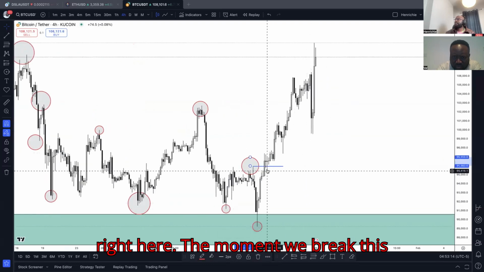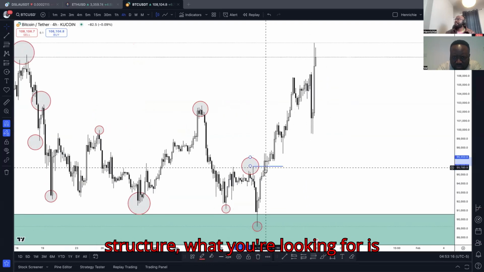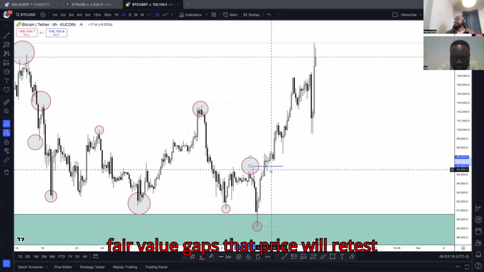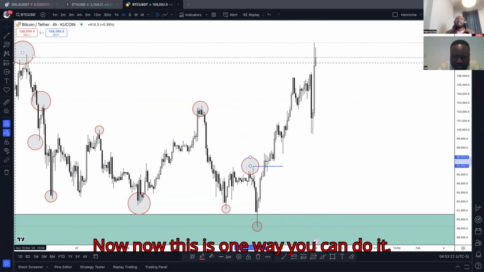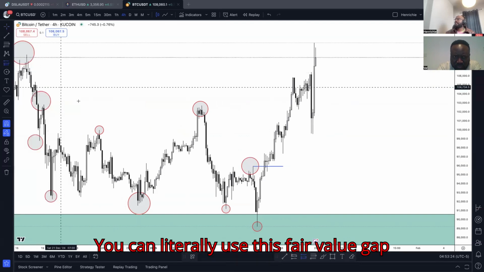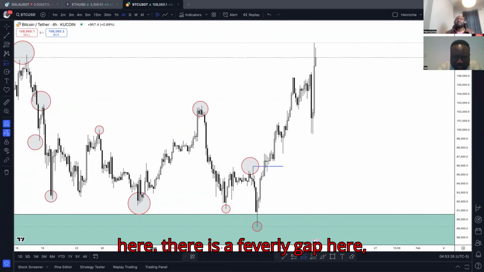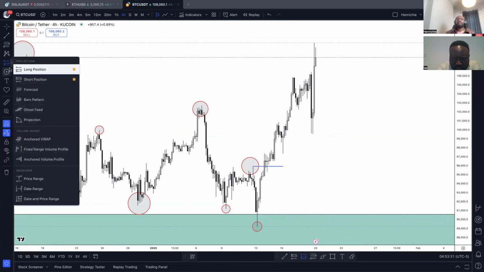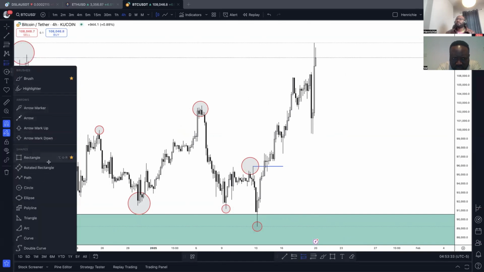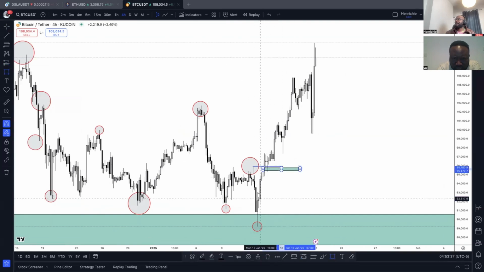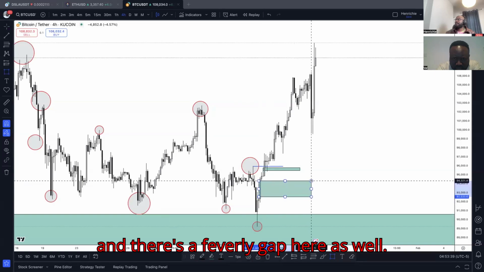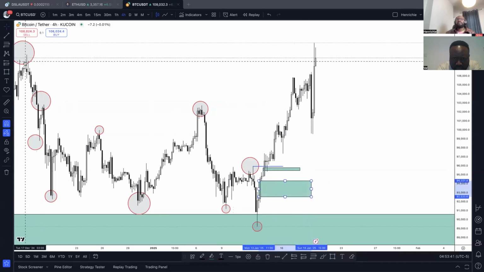The moment we break this structure, what you're looking for is fair value gaps that price will retest into and then rally. Okay. Now, this is one way you can do it. You can literally use this fair value gap here. There's a fair value gap here. There's a fair value gap here. And there's a fair value gap here as well.